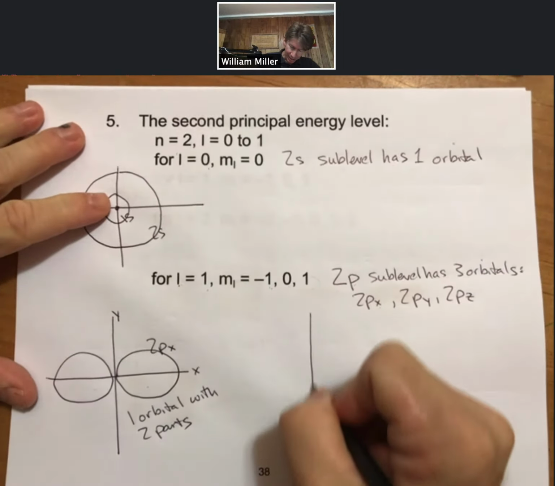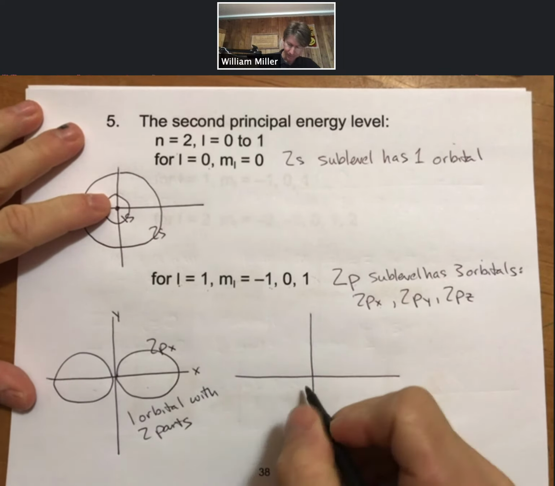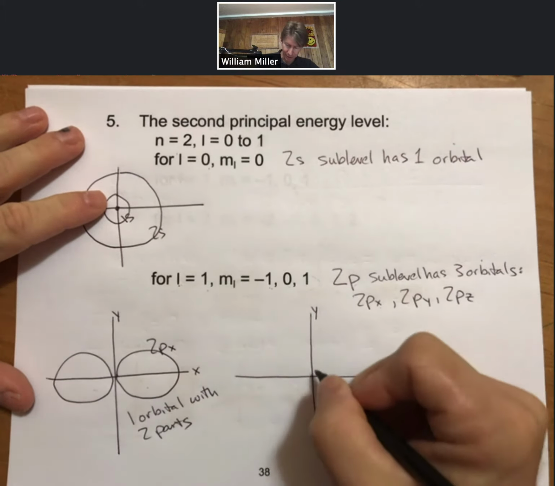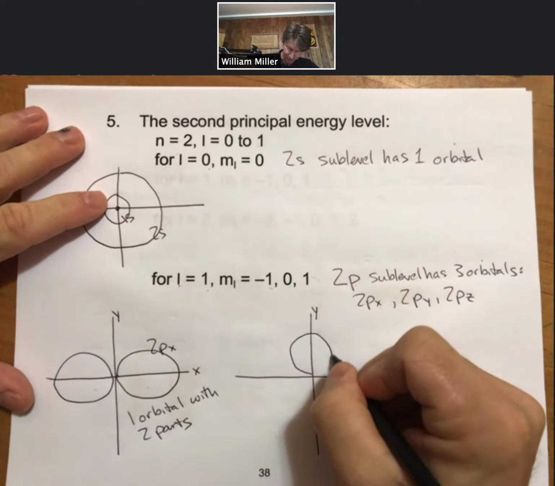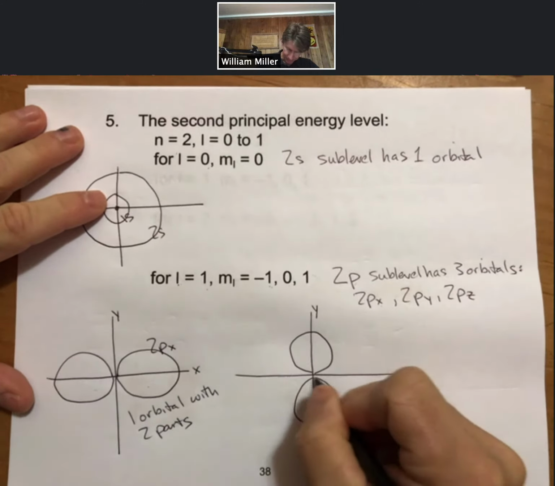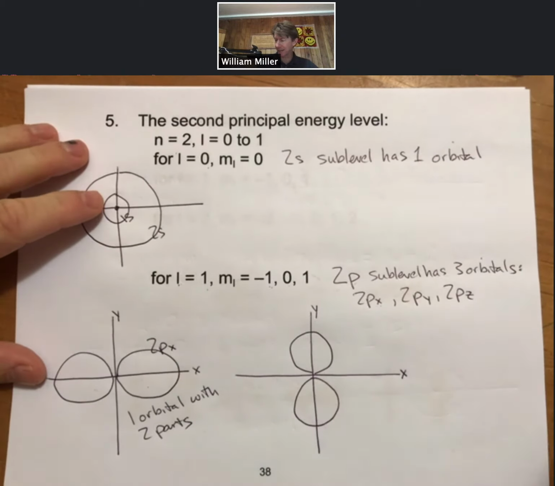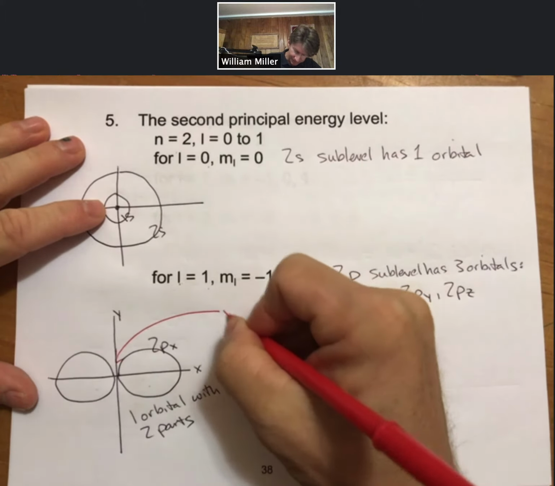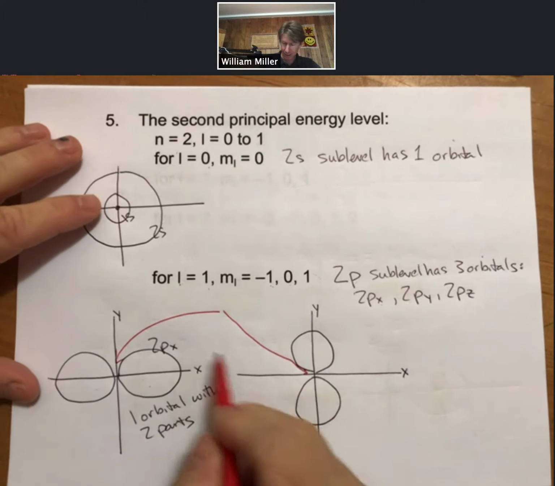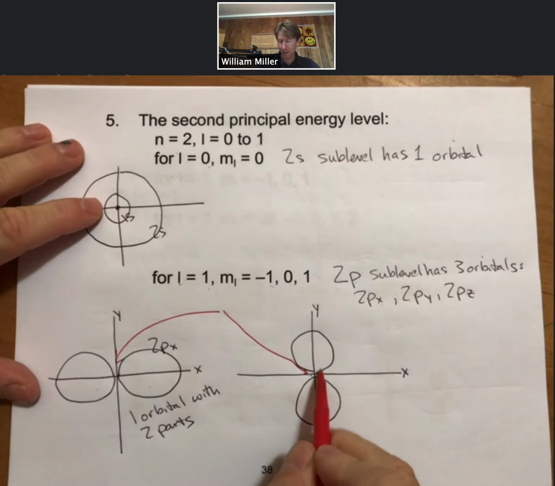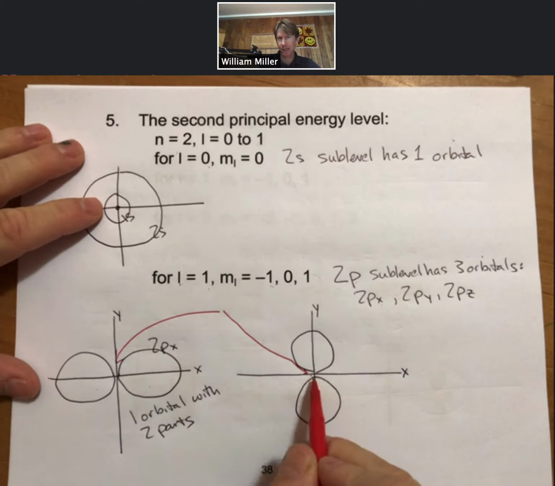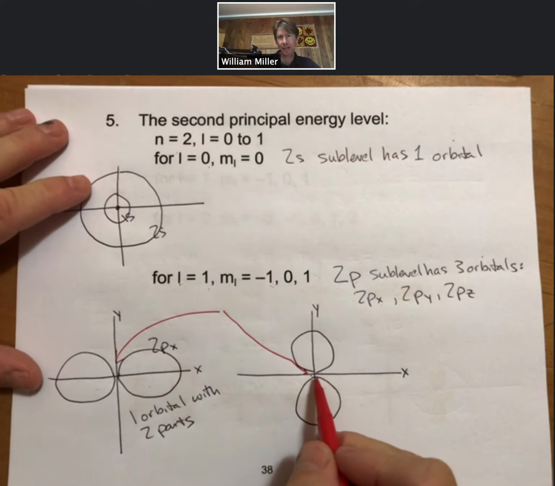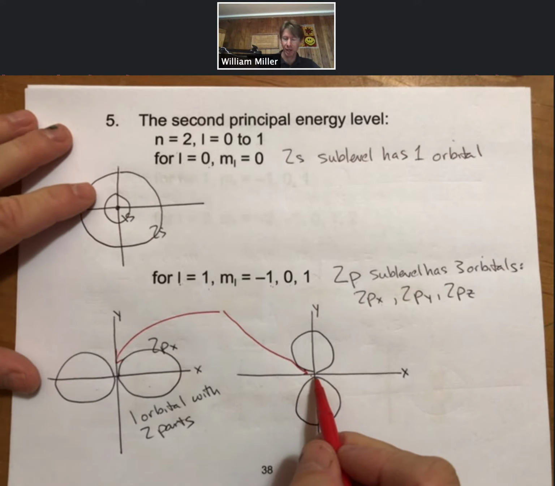And as far as the y-axis, or 2py, it's the same shape oriented along the y-axis. I'll attempt to do that. And they're supposed to be the same size. And you'll notice that none of these parts touch the nucleus. None of them touch the origin. And so that is a good thing to draw if and when you're asked to draw these.